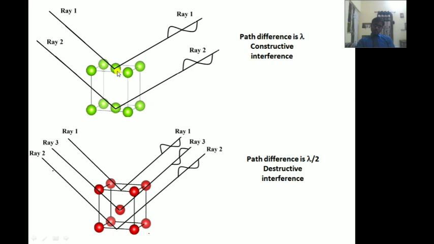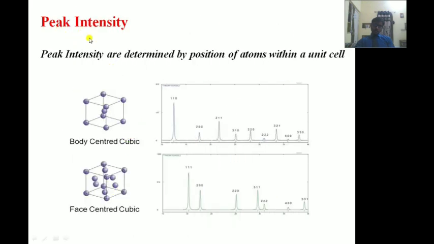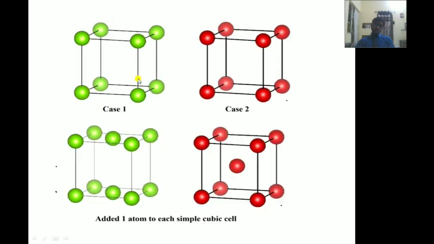So the intensity of the peak depends purely on the position of the atoms. If the position of an atom is changed in a plane, then the probability of getting constructive interference is less. And Bragg's condition is also not satisfied if the position of the atom changes from this face to another. Likewise there are so many planes in a crystal, like the 110 plane, 311 plane, 200 plane, 411 plane. So many planes are there.